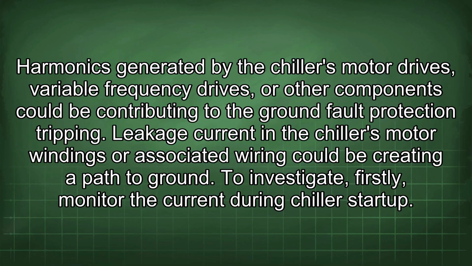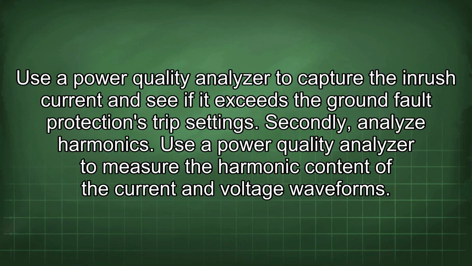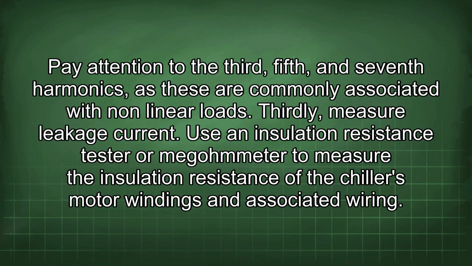To investigate, firstly, monitor the current during chiller startup. Use a power quality analyzer to capture the inrush current and see if it exceeds the ground fault protection's trip settings. Secondly, analyze harmonics. Use a power quality analyzer to measure the harmonic content of the current and voltage waveforms. Pay attention to the 3rd, 5th, and 7th harmonics, as these are commonly associated with nonlinear loads.